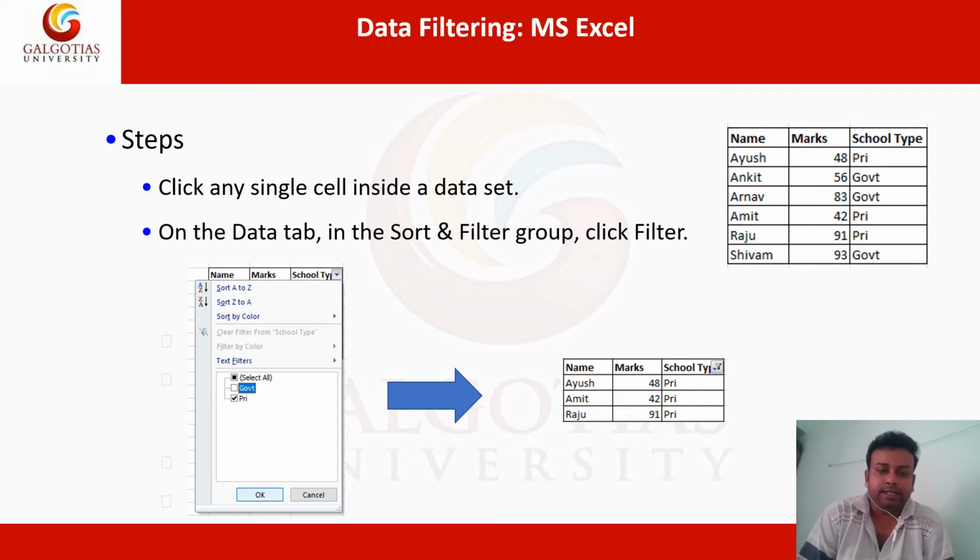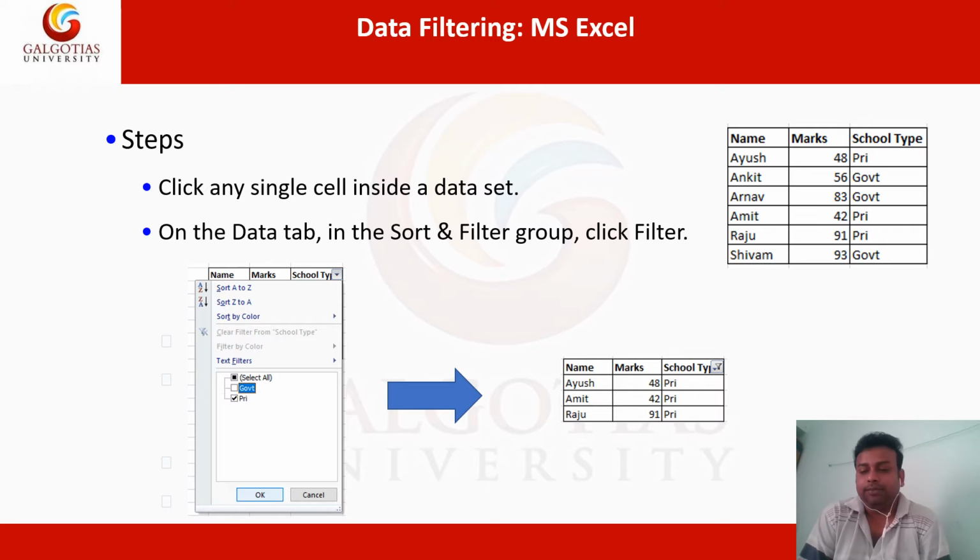To do this, first you have to go to the Data tab in Excel, then select the Sort and Filter group and click the Filter option as shown in the picture below. Whenever you click the filter option, two options will come. One is government, another is private. Here I tick private. The students who belong to the private school will appear as shown in the figure. In this way you can perform the filter operation.